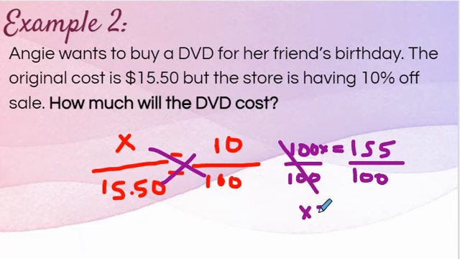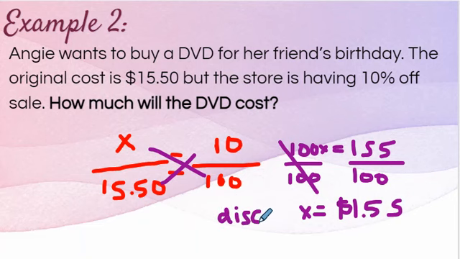And X will be $1.15. Now let's go back to the problem and ask what we're looking for. So this is the discount. This is how much money we're saving. Okay, it says how much money will the DVD cost? It doesn't say how much money are we saving. So we have to actually go in and subtract. Remember, we're saving money, so we get to keep that money in our pocket. We don't have to give it to anybody.